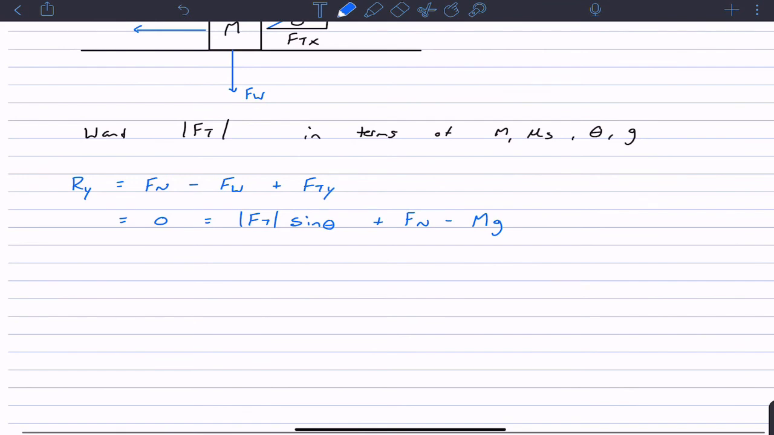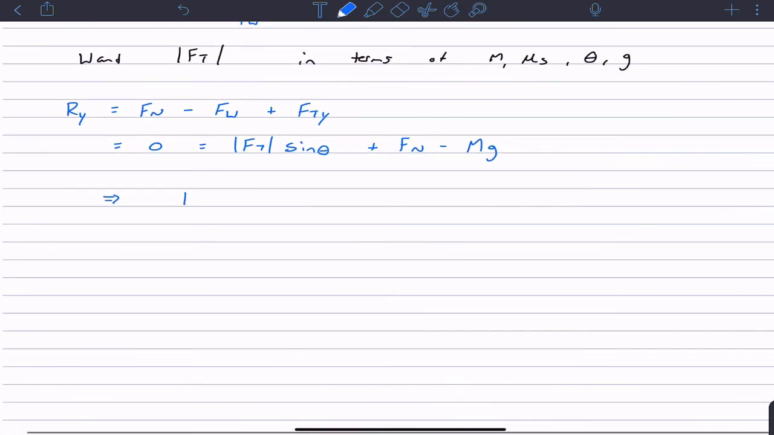So that gives us, we don't know what the normal force is going to be, and we don't know what Ft is going to be. We're going to solve for Ft, so let's put this in terms of Fn. Let's see if we can do something with the x equation.